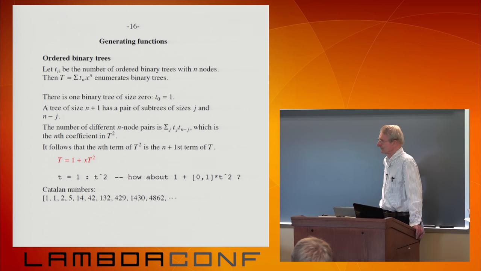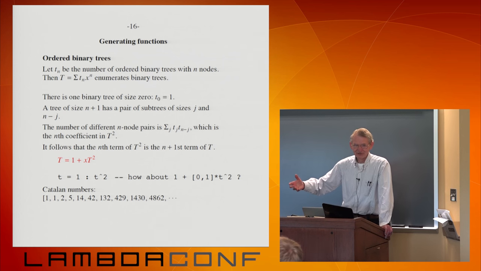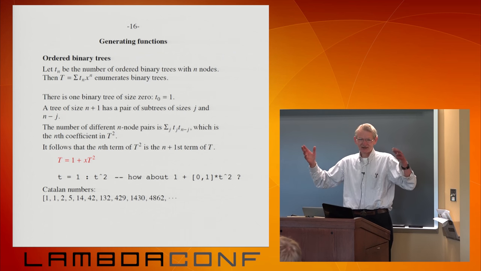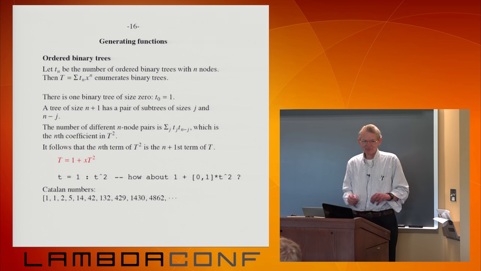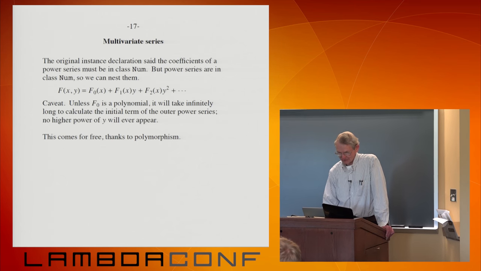And this produces the Catalan numbers, which enumerate binary trees or number of ways to parenthesize an expression with n primitive symbols in it, and so on. I've a lovely generating function example.